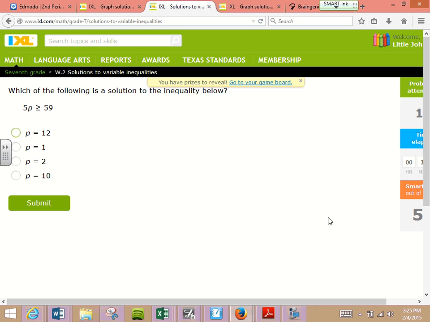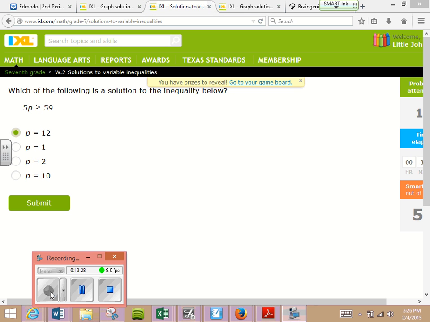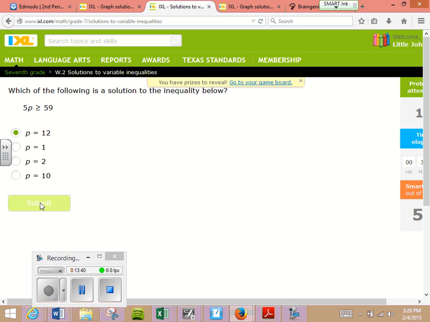Next one, go. Can it be more than one again? 5. Forgot. So 5 times 12 is 60, right? Is 60 greater than or equal to 59? Yeah. Anything less would not work. Good job.